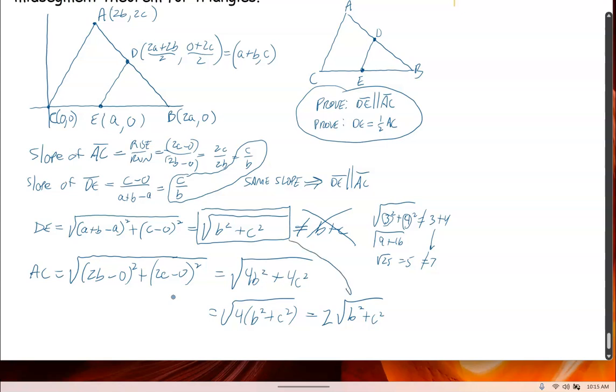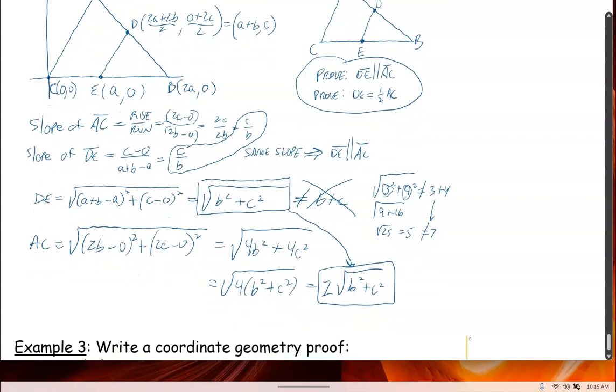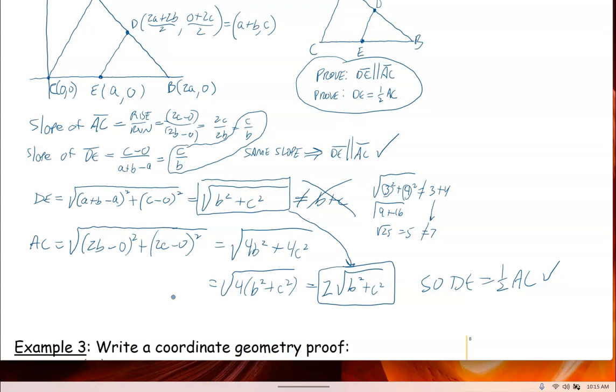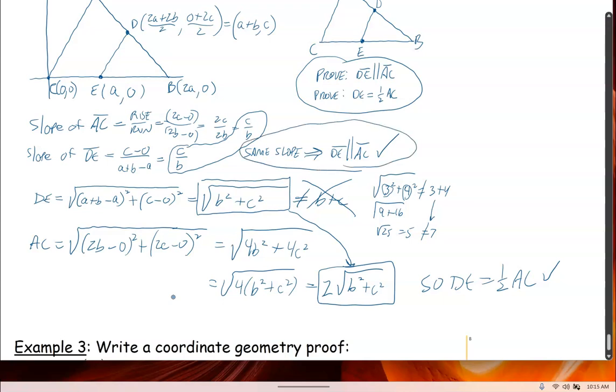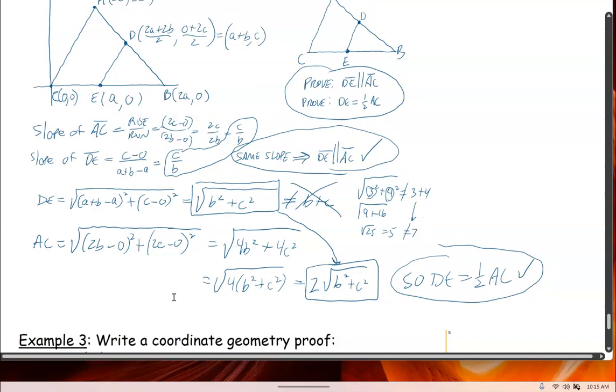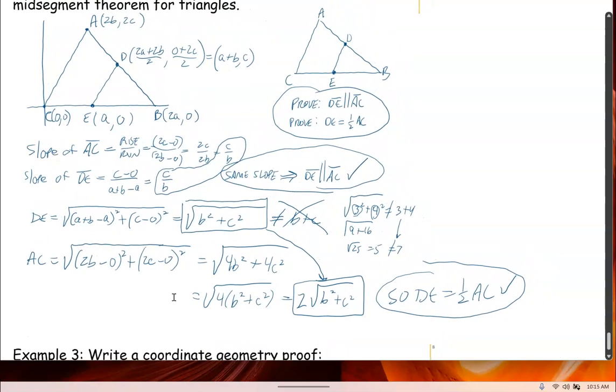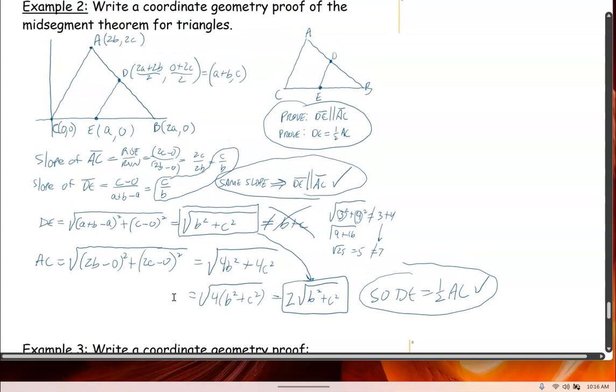Compare that answer to that answer. Okay, and we see that AC is twice as big as DE. So DE is exactly half of AC. And we've proven the second part. So we proved the parallel. We proved that the mid-segment is parallel here. And we proved that DE is half the length of AC by using the distance formula. So anytime you're trying to do something with parallel lines, you want to use slopes. And anytime you're trying to show that lengths are the same, you want to use the distance formula.